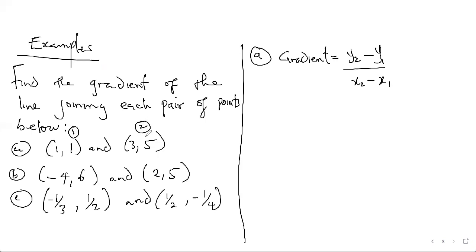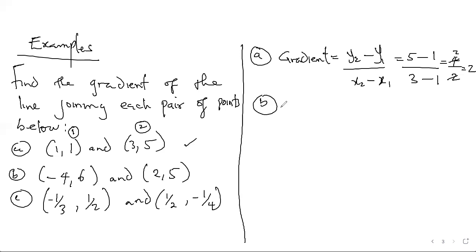Now, y2, that's the y coordinate of point 2, which is 5. That'll be 5 minus y1, the y coordinate of point 1, which is 1, divided by x2, the x coordinate of point 2, that's 3, minus the x coordinate of point 1, 1. So that gives 4 over 2, and that will give me 2 at the right. Okay, so that's the gradient of the line that connects these 2 points.